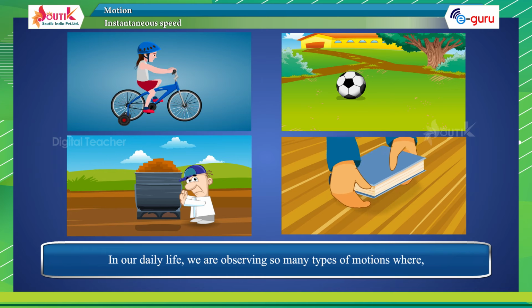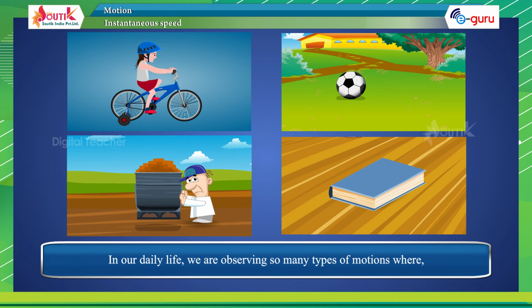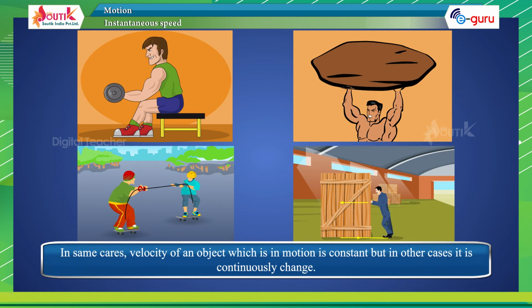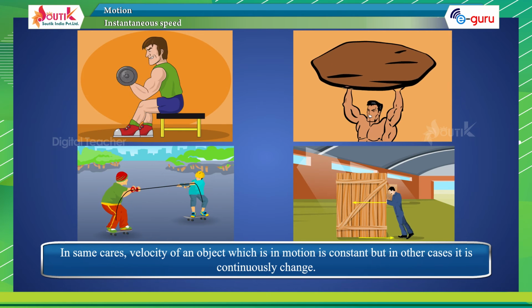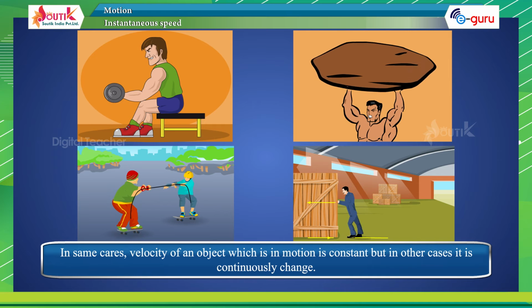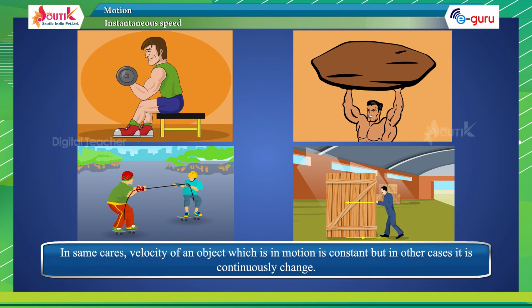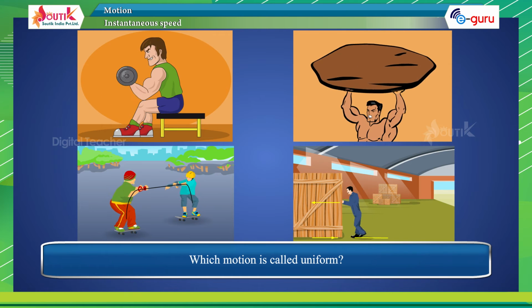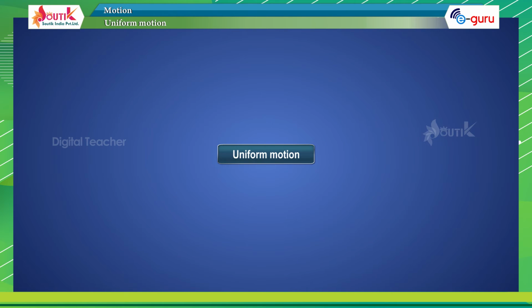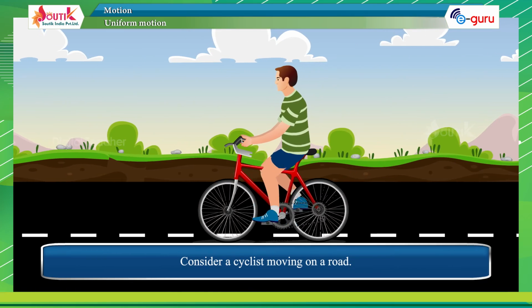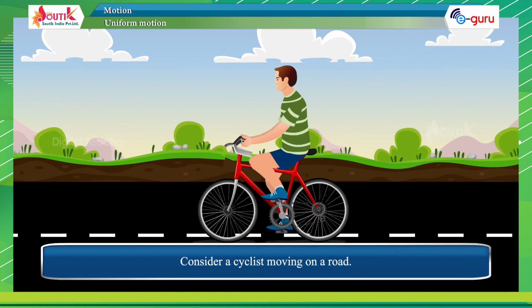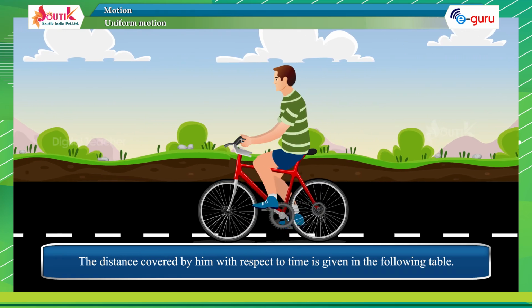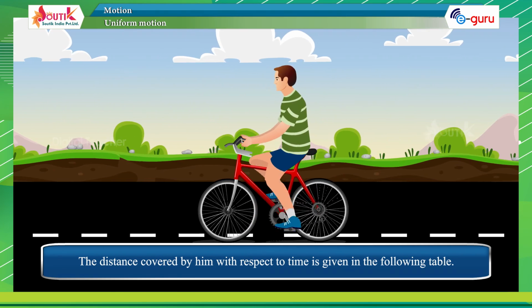In our daily life, we observe many types of motion. In some cases, the velocity of a moving object is constant, but in other cases it changes continuously. Which motion is called uniform motion? Consider a cyclist moving on a road. The distance covered by him with respect to time is given in the following table.